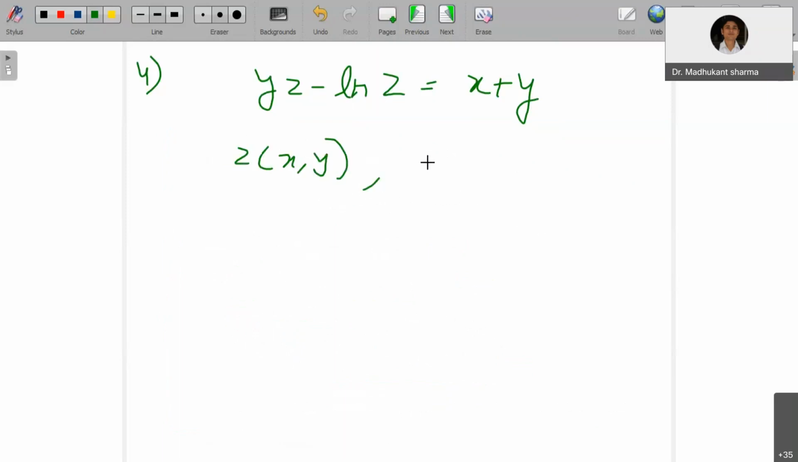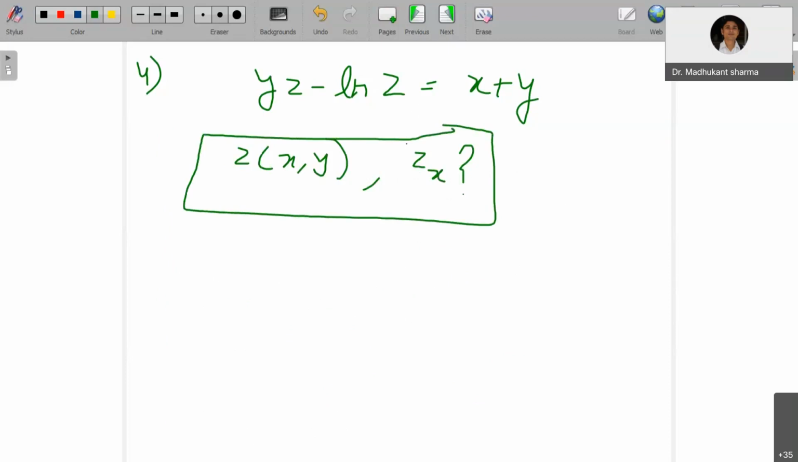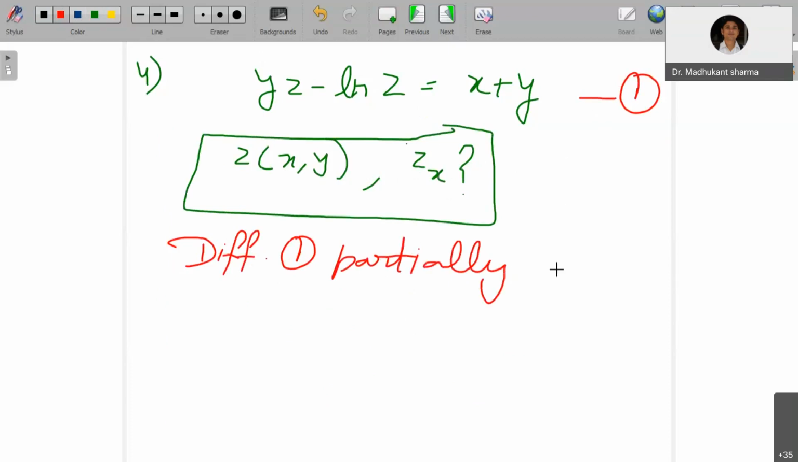So zx means you have to find zx. I wish to do this. These are the given things. So I'm going to differentiate one, I'm differentiating one partially with respect to x.